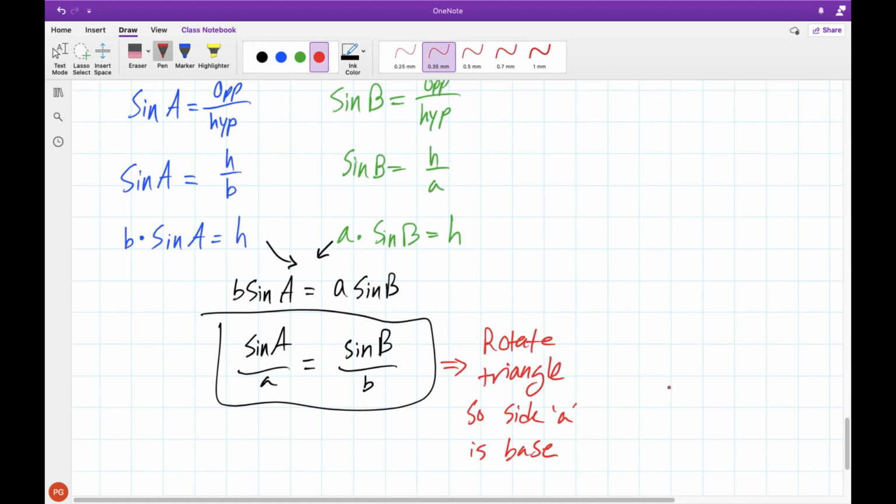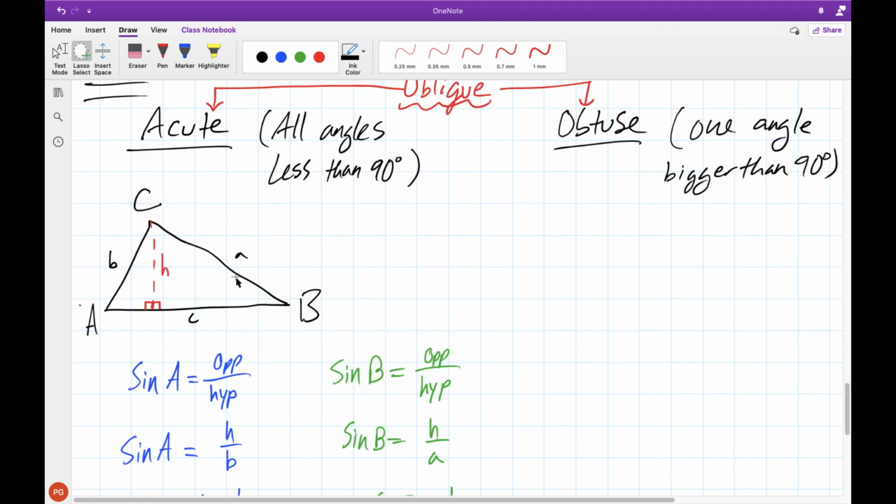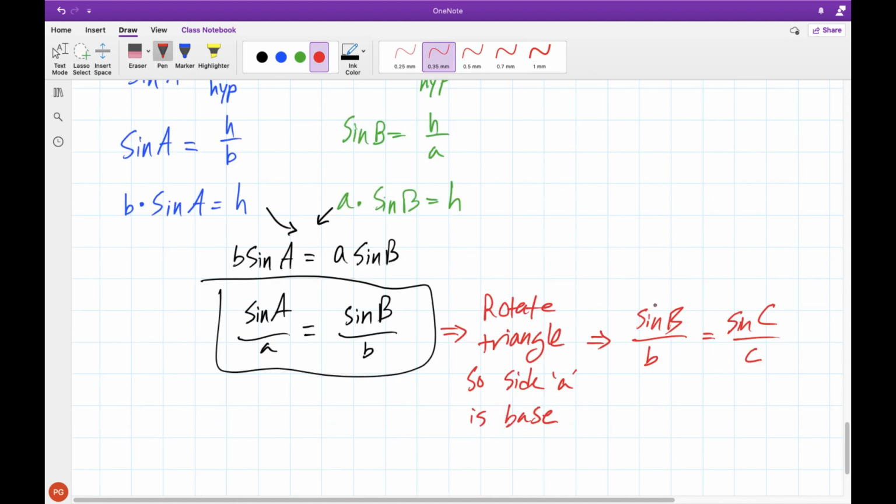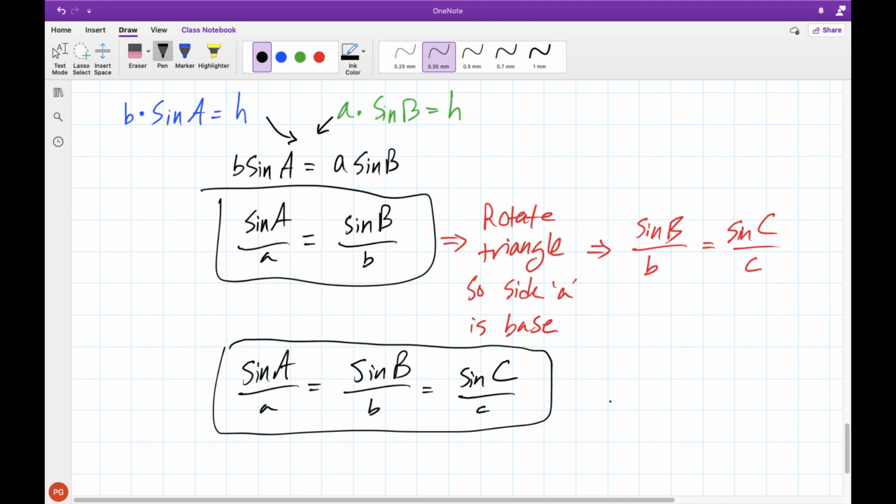Now it's not the whole sine law, and the way we can get the other part is by going back to our original triangle and rotating it around so side A is on our base. It would be like taking this triangle here and rotating it around so that this side is on the bottom instead of side C. If you do that, you get this equation. Since this is on both of these, we can combine these two equations together into one big equation, which is this one right here, which says that the sine of the angle over its opposite side is the same for all sides and angles. And this is true for all triangles, not just right triangles.